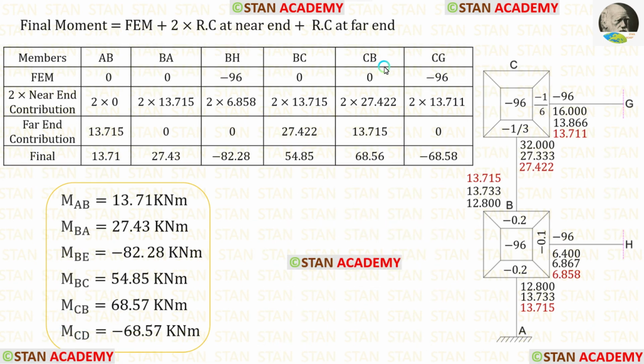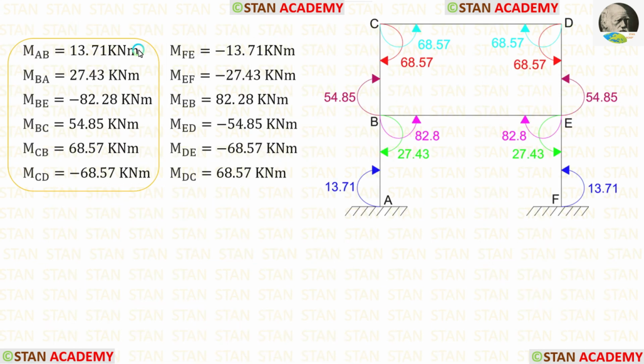In the joint C, for CB and CG, we are having different values. The values are slightly different. We can take the average of these two values. I have taken the average of these two values and got 68.57. On the left side, we have calculated all of the moments. Now let us find the moments on the right side.